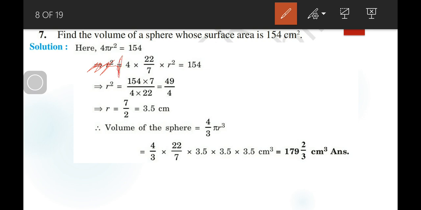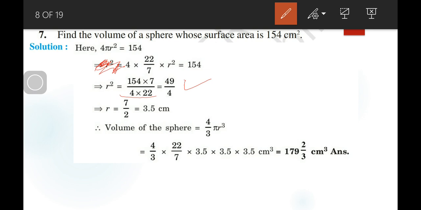Starting here, 4 into 22 by 7 into r square is equal to 154. Now we want to find the value of r square. 4 will be in the denominator, 22 will be in the denominator, and 7 will be in the numerator. Then we get 154 into 7 divided by 4 into 22. Then we get the answer 49 by 4.